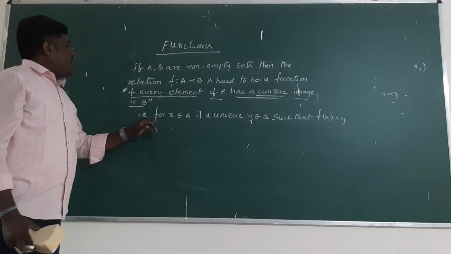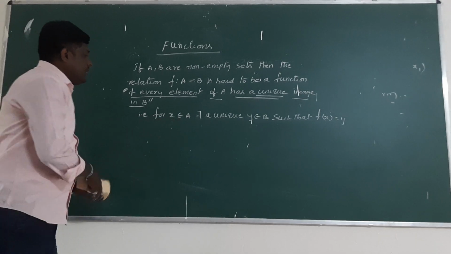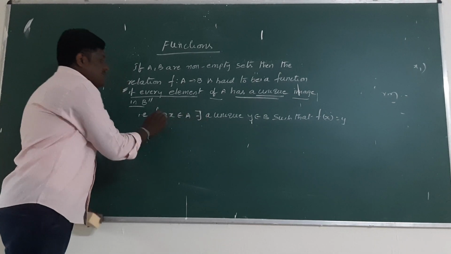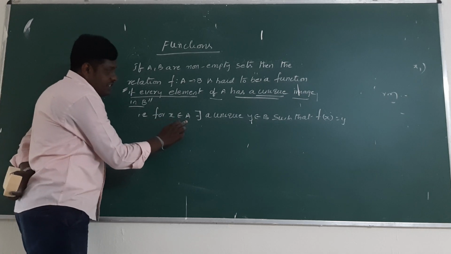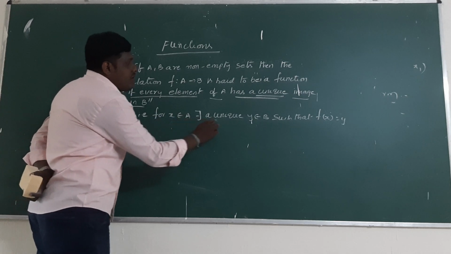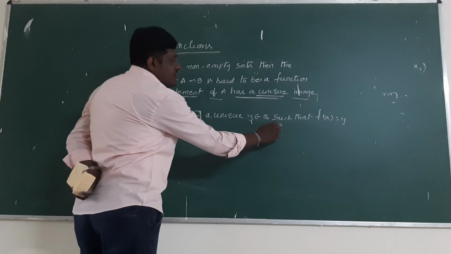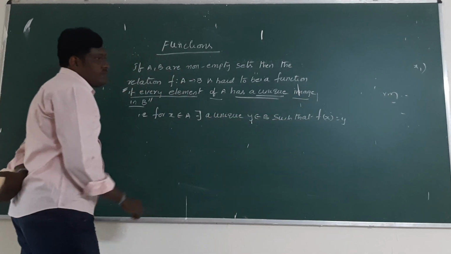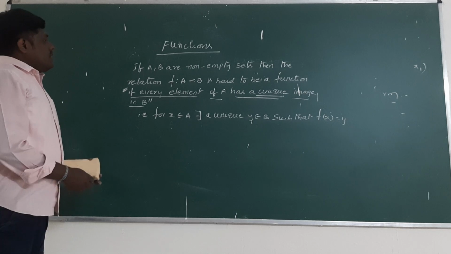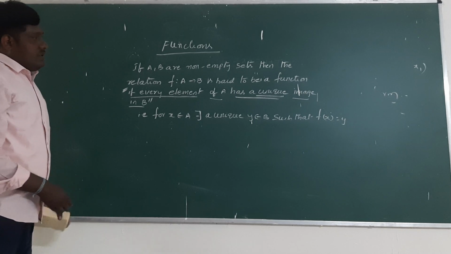That is, for x belonging to A, x is an element in the set A, there exists a unique y belonging to B such that f of x is equal to y. So this is the definition of the function.